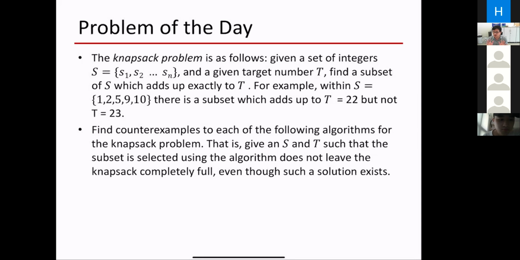Clear? So you are now a thief, but you are a smart thief. So how can you program your smartness? What's the algorithm? Okay, let's think about it for 3 minutes, then we're going to discuss your approach.